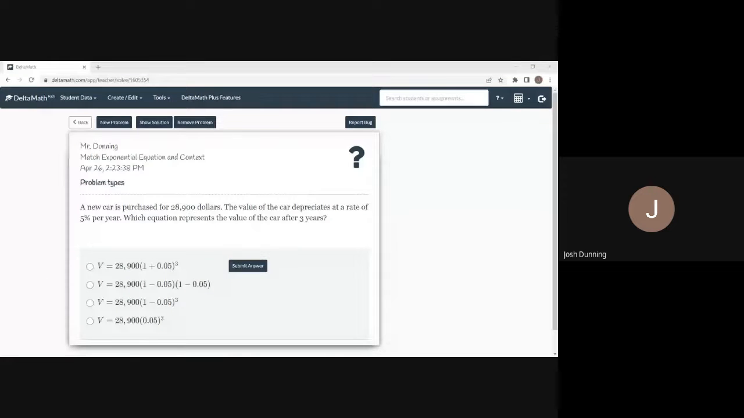All right, so number one says a new car is purchased for $28,900. The value of the car depreciates, meaning loses value, at a rate of 5% per year. Which equation represents the value of the car after 3 years? So, as you can see, we just got to figure out how to plug this one in right here.